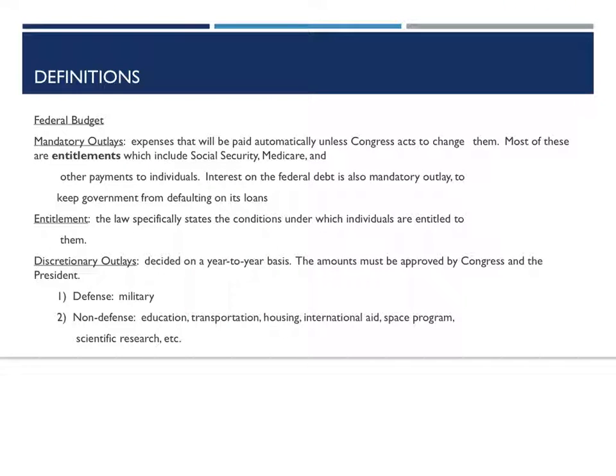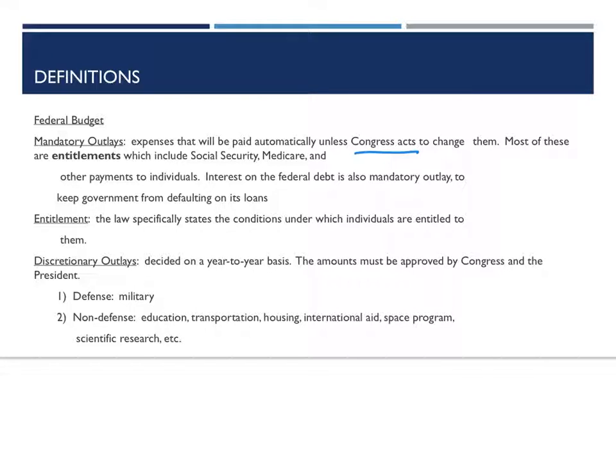Now I want to talk about the federal budget a little bit. The federal budget has two parts, the mandatory outlays and the discretionary outlays. Mandatory outlays are essentially bills that the government has to pay, and they are required to pay them, literally, unless there's an act of Congress to change them. So those kinds of things are Social Security, Medicare, payments to individuals, interest on the federal debt, and they're not allowed to default on their loans.